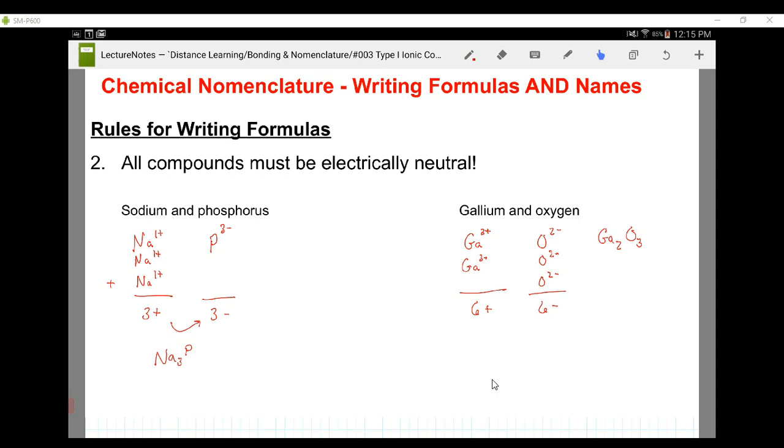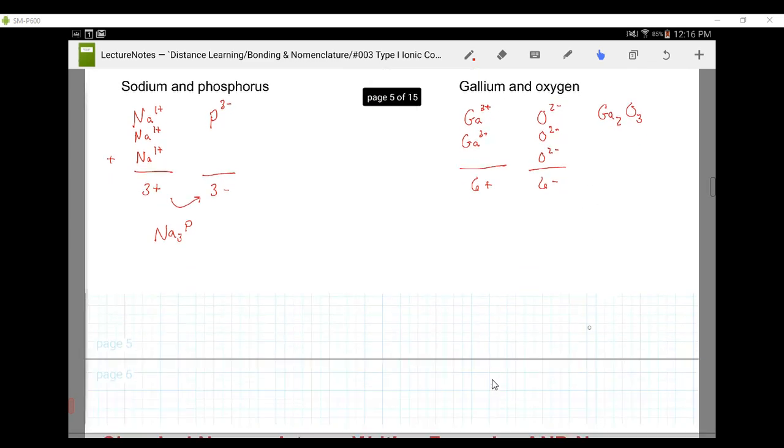For those of you going into AP Chem, you're definitely going to be expected to memorize the type 1 ionic charges for the S block and the P block. If you go into take college level chemistry, you'll be expected to memorize them there too. And the only way you do that is by practicing more and more of these types of problems.